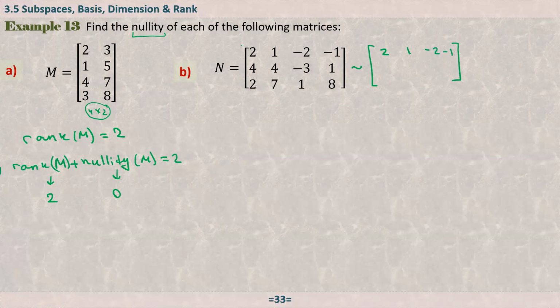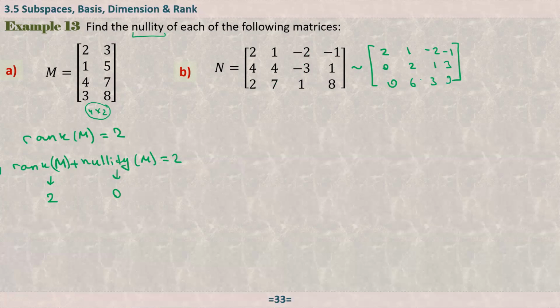If you multiply by -2 and add to the second row, here we have 0, 2, 1, 3. And if you multiply the first row by -1 and add it to the last row, here we have 0, and 2 minus 1 is 6... 2 minus 1, it is 3, and -1 plus... 1 plus 8, it is 9.